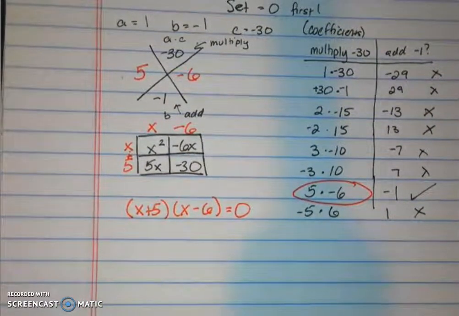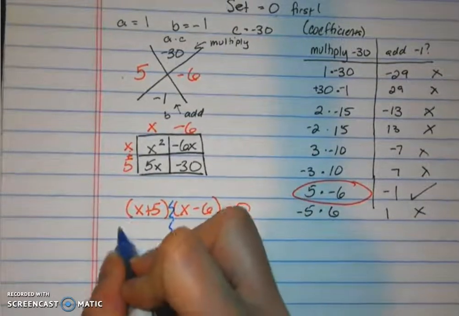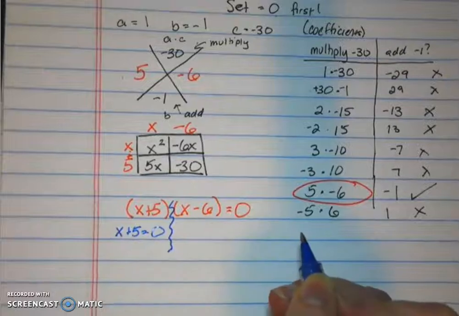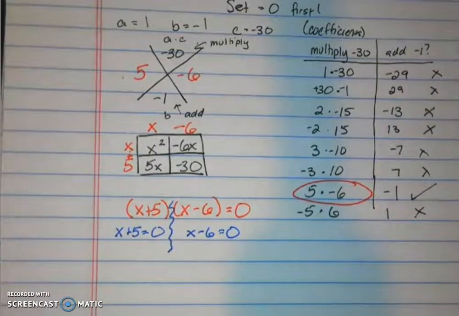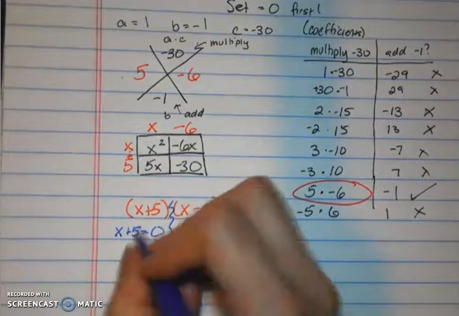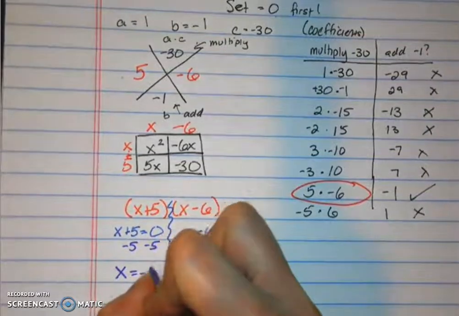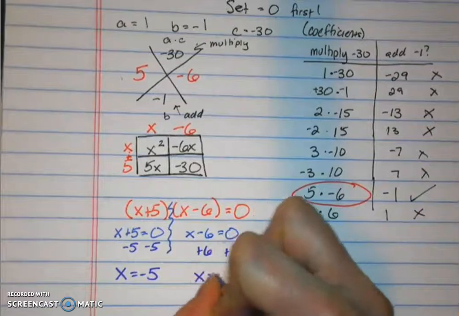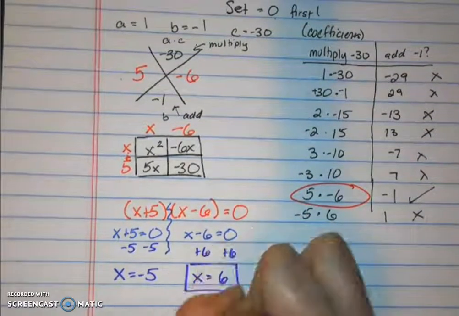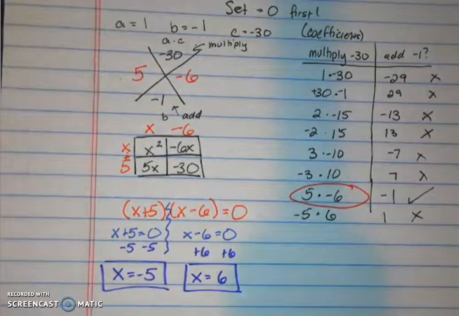So our last step is we are going to set each factor equal to 0. So I could do x plus 5 equals 0, or x minus 6 equals 0. On the left side, I am going to subtract 5 on both sides, and we get x equals -5. I could add 6 on both sides, and we get x equals positive 6. And those are going to be our two answers for our quadratic equation solved by factoring.